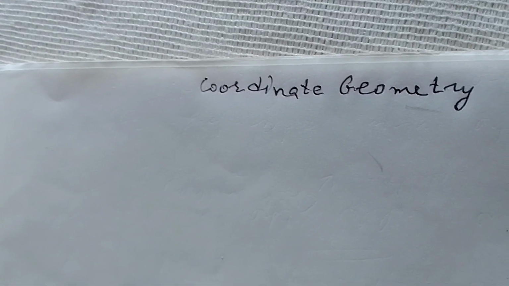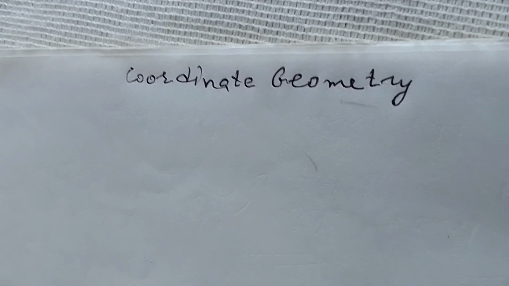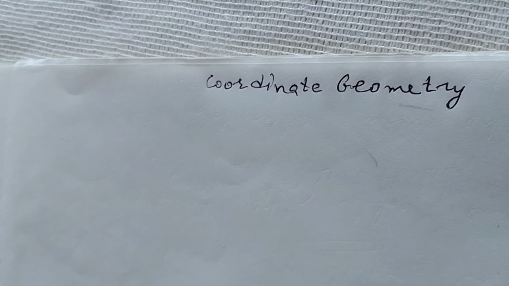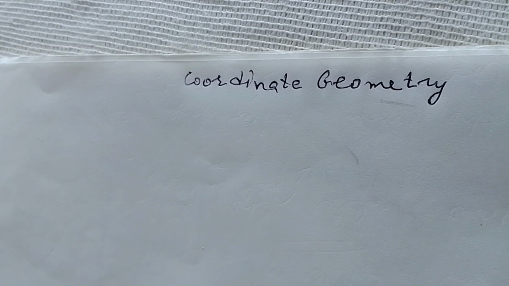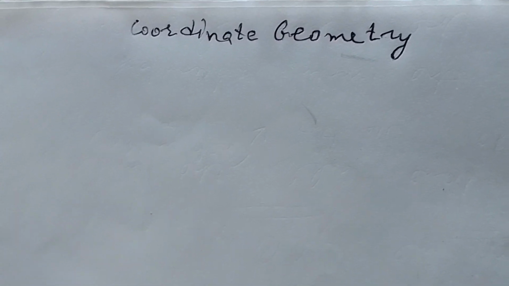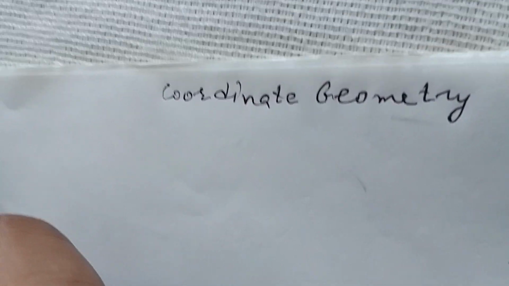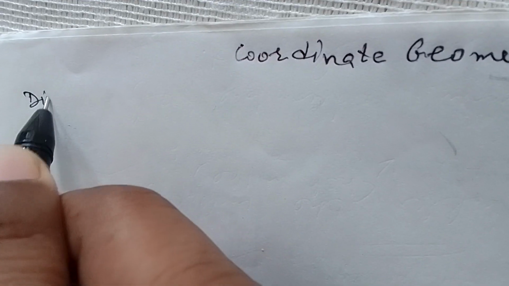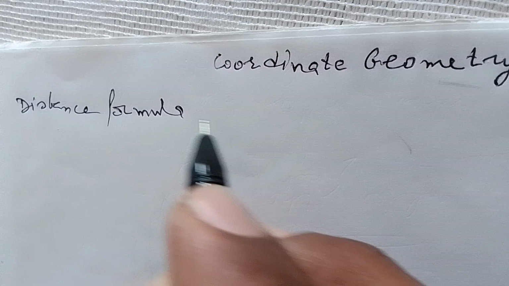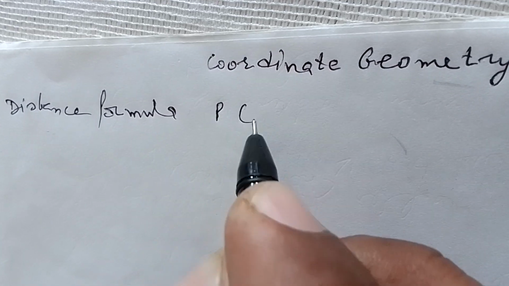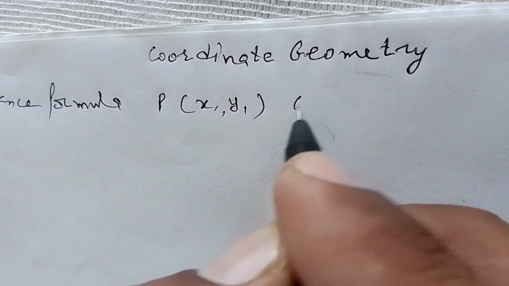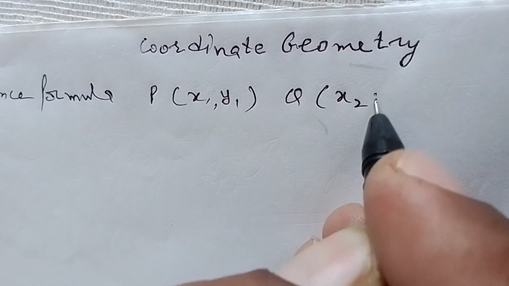Now we are going to start the seventh chapter, coordinate geometry. In this, the distance between 2 points is calculated. We use the formula called the distance formula to calculate the distance between 2 points. Suppose we have 2 points, P with coordinates x1, y1 and Q with coordinates x2, y2.